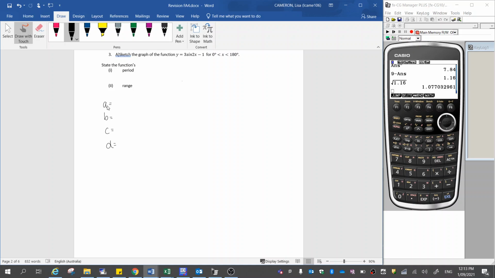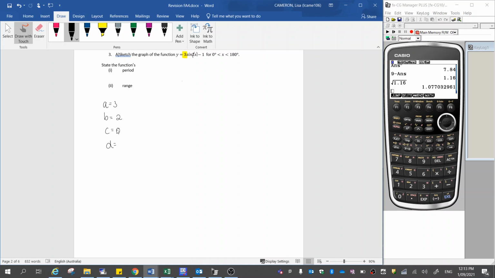So A is our amplitude, and that will tell us how high and how low it goes from the equilibrium value, or the middle value, or the mean value, whatever you want to call it. So in this case, that's 3. Now, you'll identify it because it's the one that is in front of sine. It's the coefficient. Now, the other one that we've got there, our B value, this would normally be in a bracket, and B is the value in front of the x. So in this case, B is 2.